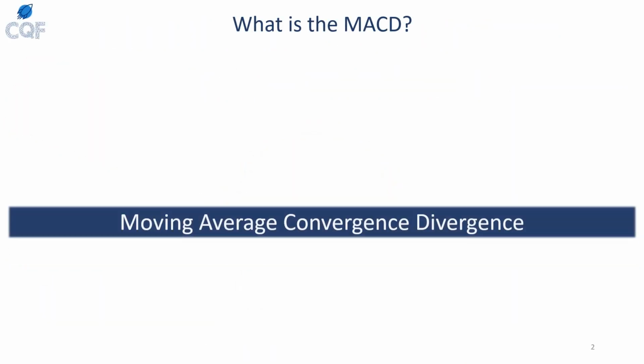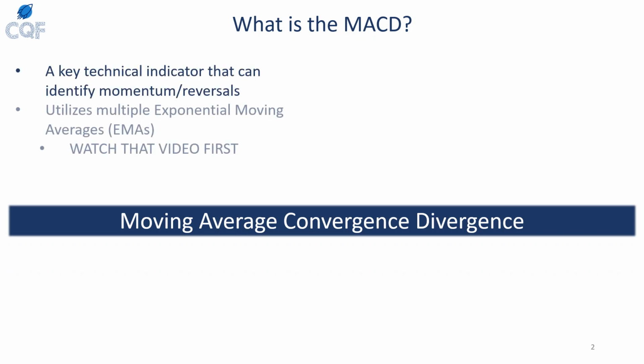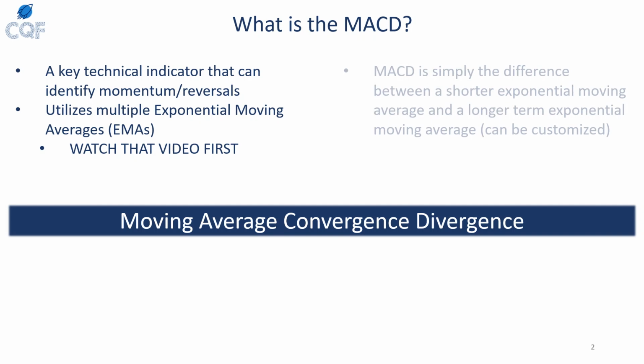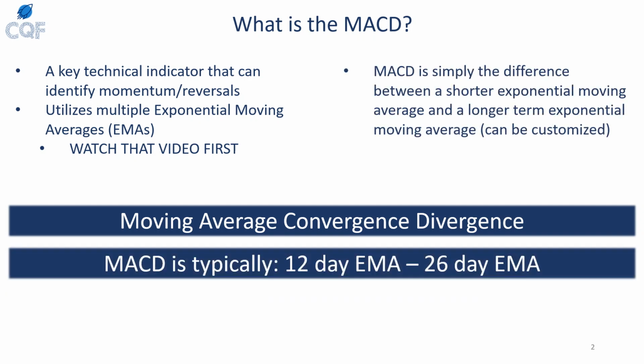So what is the MACD? As you would suspect, it's an abbreviation. It is the Moving Average Convergence Divergence. And this indicator is very important because it can help you identify momentum and potential reversals. Now, I made a video earlier about exponential moving averages. The MACD utilizes quite a few exponential moving averages, so watch that video first.